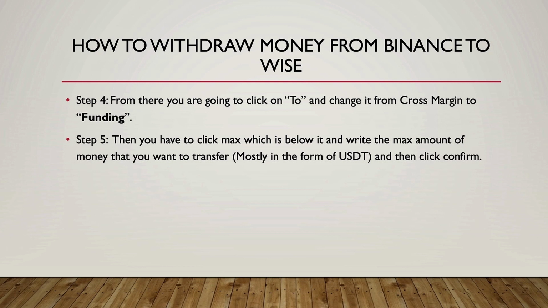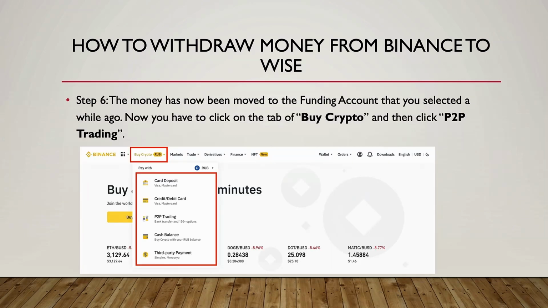Step 5, then you have to click max, which is below it, and write the maximum amount of money that you want to transfer, mostly in the form of USD or USDT, and then click confirm. Moving forward, step 6, the money has now been moved to the funding account that you selected a while ago. Now you have to click on the tab buy crypto and click P2P trading.